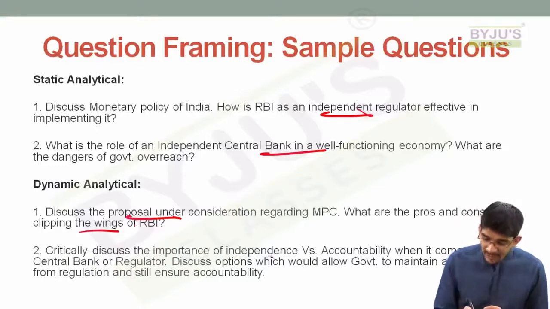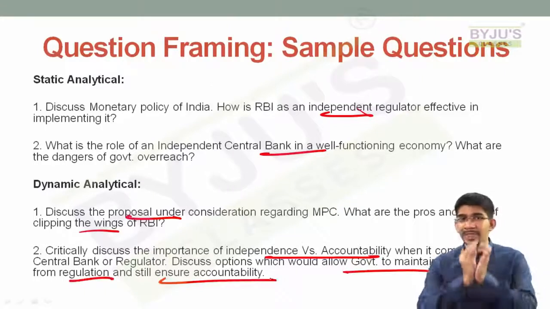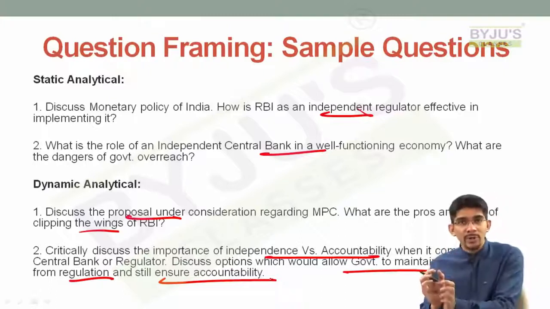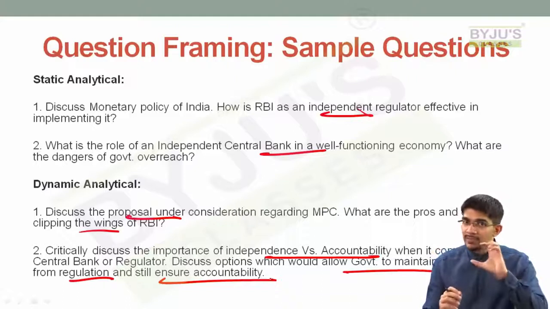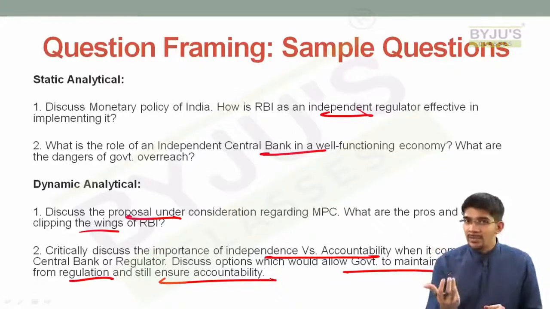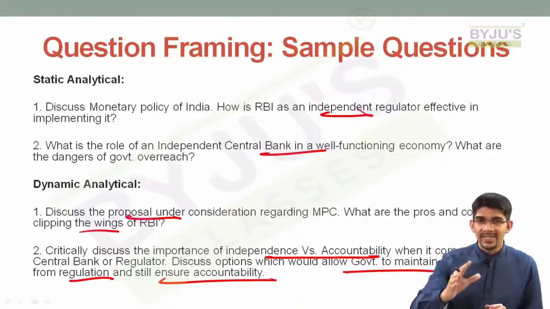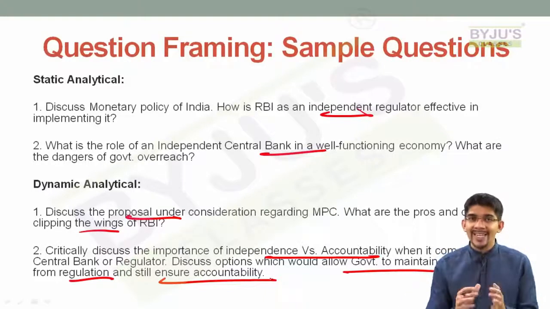Critically discuss the importance of independence versus accountability when it comes to a central bank or regulator. Discuss options which would allow government to maintain arm's length from regulation and still ensure accountability. So here you have to give a complete solution package. You should be able to say the importance of independence, importance of accountability, and how to do both, which is what we have done in this entire discussion. We have found that independence is possible by maintaining RBI credibility and RBI majority in the monetary policy committee itself, and accountability can be maintained by giving clear-cut targets with penal measures if the targets are not met. So this is a way to approach any current affairs topic.